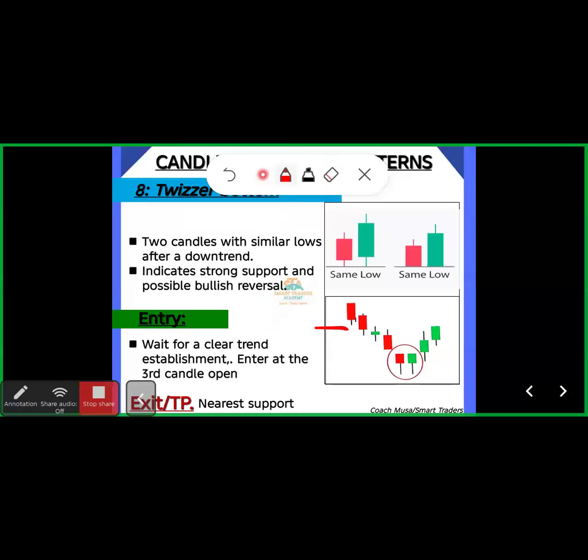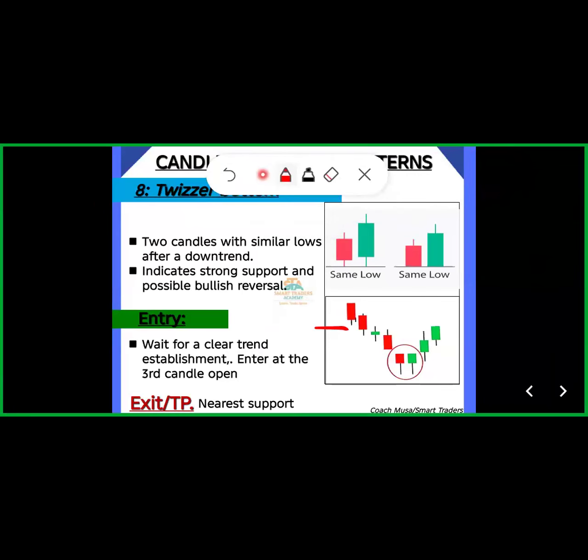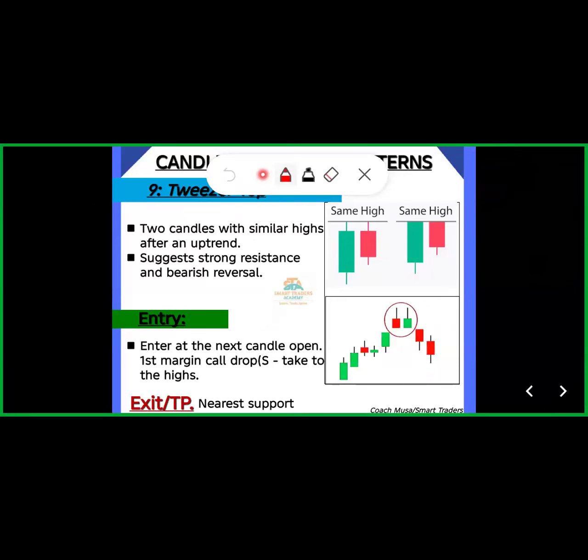Look at the next. There's what we call the tweezer bottom candlestick pattern. The tweezer bottom and the tweezer top. I'm going to look at them at the same time.